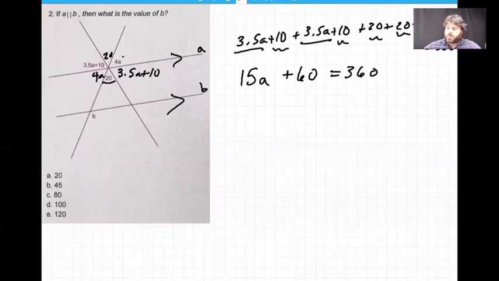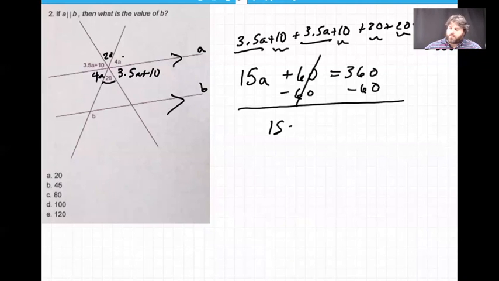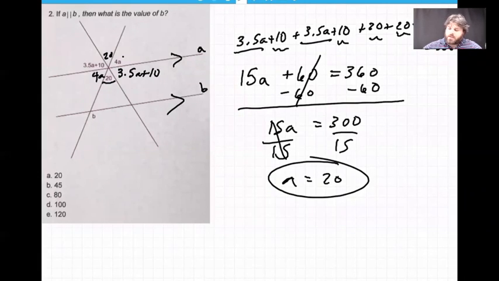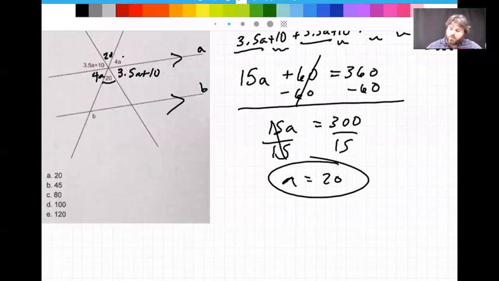Okay, so I just solve this equation. Take away 60 from both sides. I get that 15A is 300. Of course, if I divide out the 15, I'm going to see that A is equal to 20. Okay, so going back to this problem, really what I'm trying to do is figure out the measure of this angle right here.